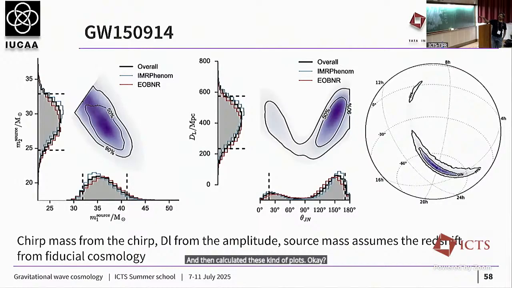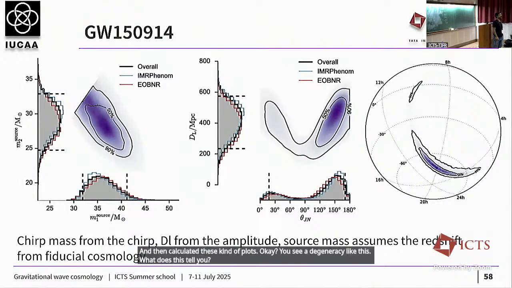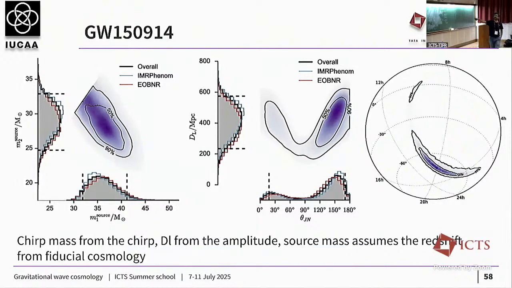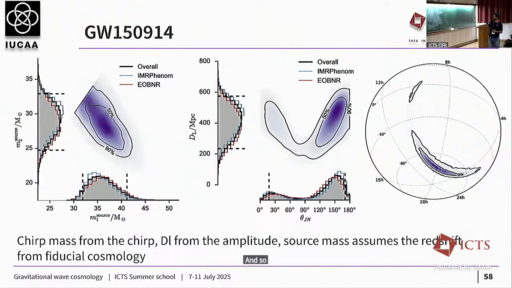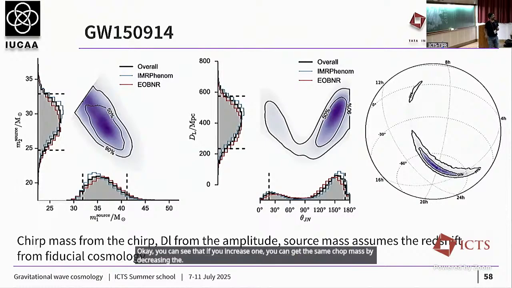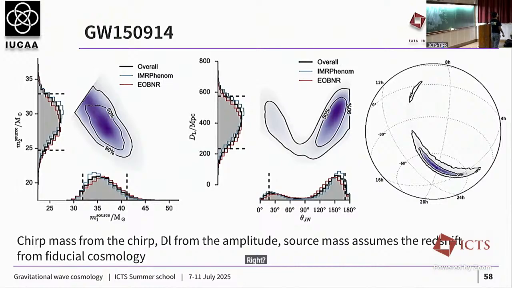You see a degeneracy like this. What does this tell you? Why is there a degeneracy like this in M1 and M2? Because they can be exchangeable. Why can they be exchangeable? Because you're measuring the chirp mass, right? And so you look at the definition of the chirp mass. Okay, you can see that if you increase one, you can get the same chirp mass by decreasing the other. Right? Yeah.